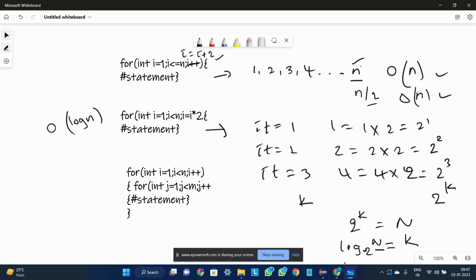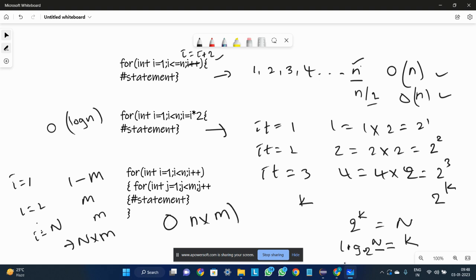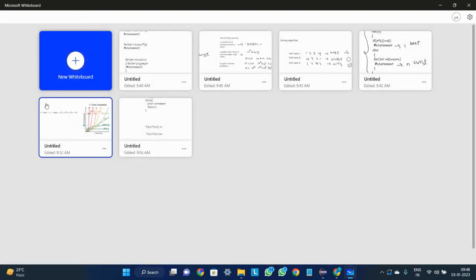Now let's take this example, with two for loops, a nested for loop. Here for i equals 1, j runs from 1 to m times, and for i equals 2, again m times. Similarly for i equals n, it will run m times, so it is nothing but n into m. The time complexity is big O of n into m. Similarly, we can calculate the time complexity of various algorithms with this approach.